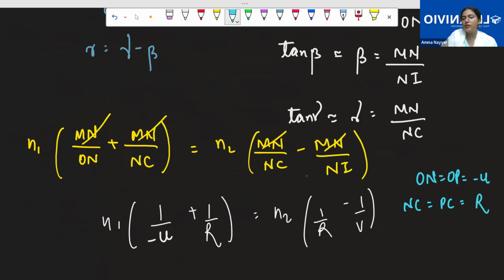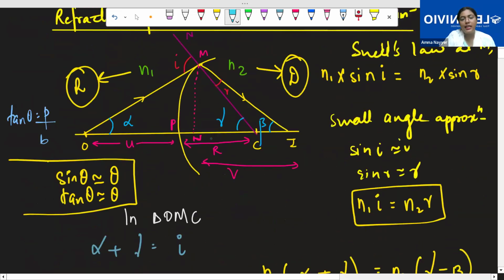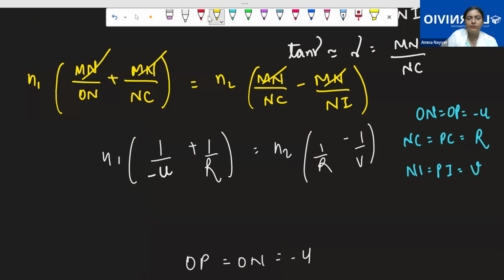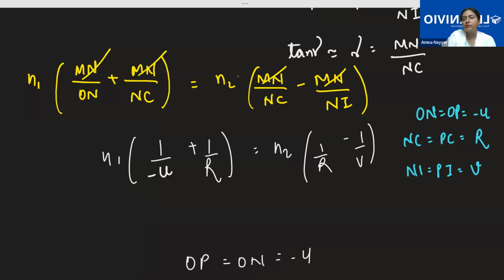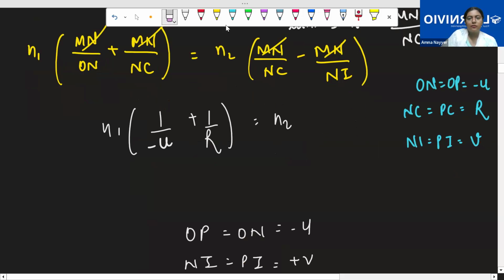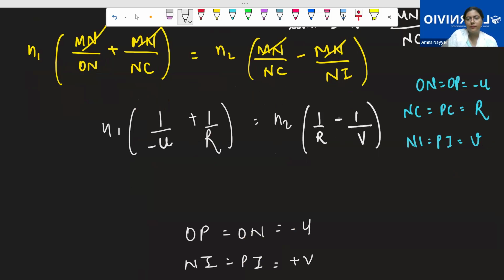1 by NC is also 1 by R. Now N1 can be written as PI, which is the image difference, and I is equal to PI, which is the image difference. So we put here the values. This is what we get: 1 by R, 1 by R minus 1 by V.